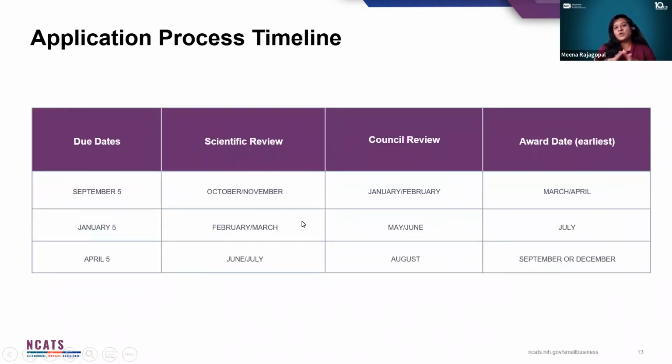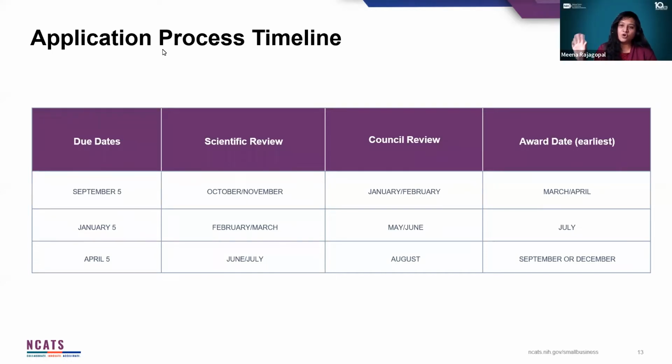So I just want to give you a quick timeline of this application process. If you're looking for quick money, this is probably not the best route to take. Say, let's pick the April 5th deadline, right? Applications are due by April 5th, and the peer review process happens sometime around June, July. And then we have an internal review at NCATS, which happens around August, when our council members actually look at the applications, and then they recommend the applications for further funding.